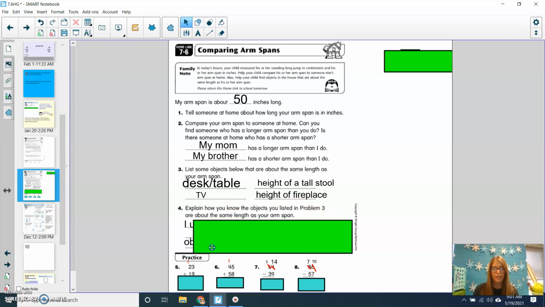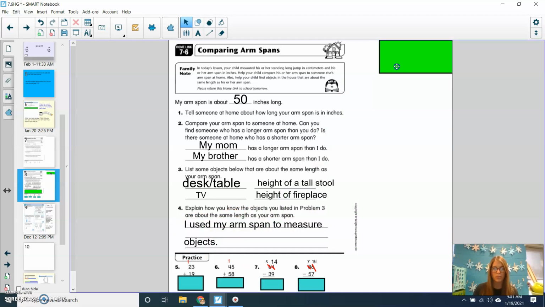And then when I figured that out, I was able to use my arm span to measure the objects. And so that's how I did that for number 4. You maybe have a similar answer, or maybe your answer is a little different, and that's okay too.